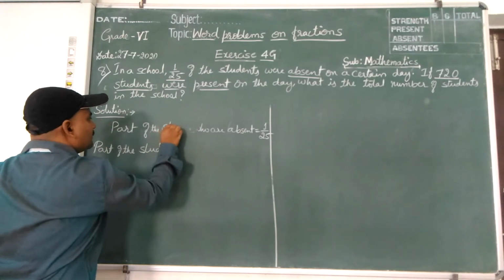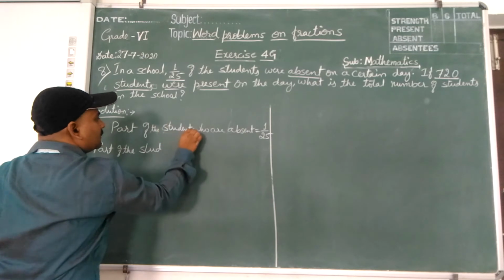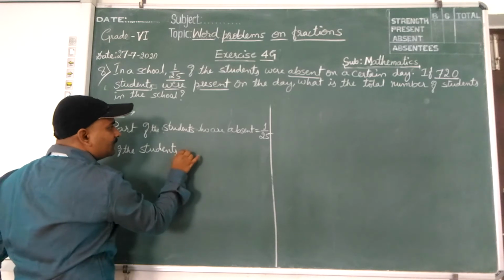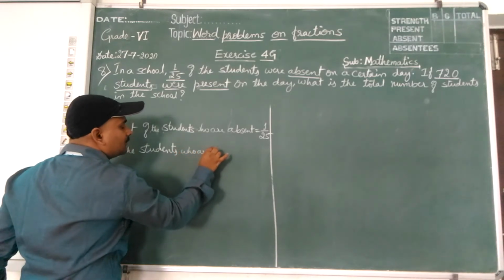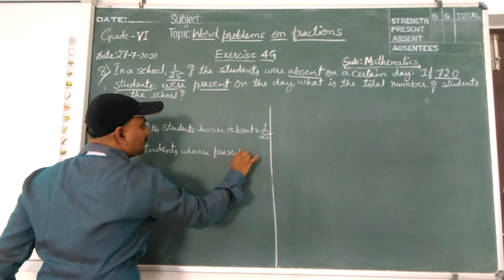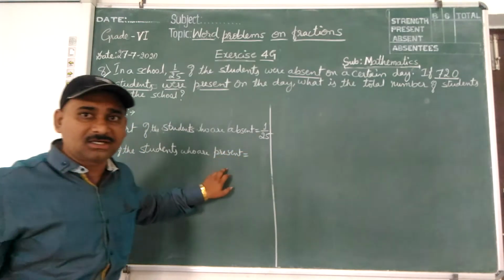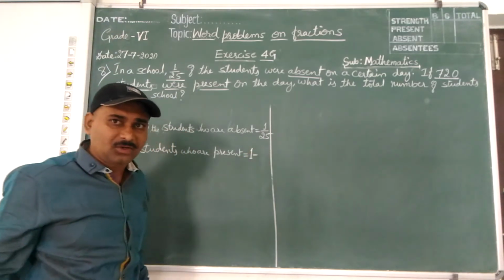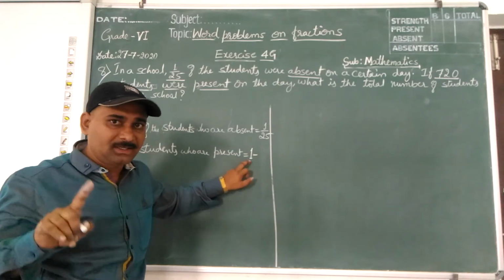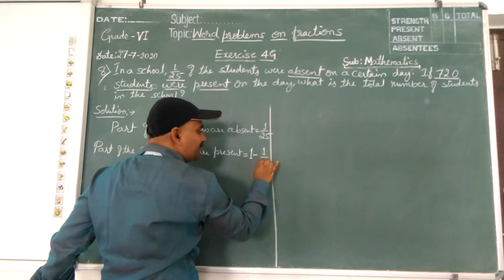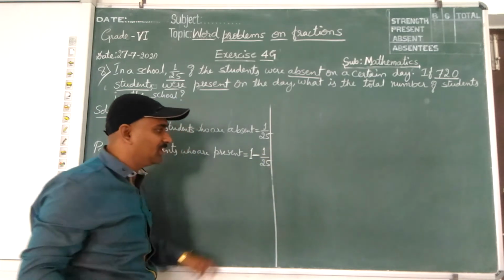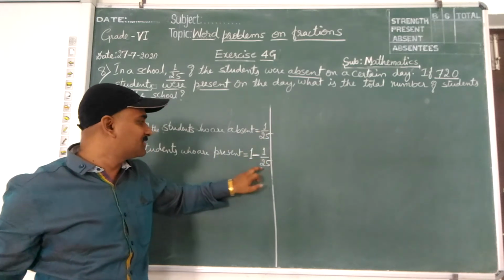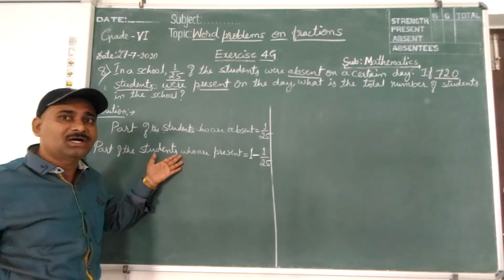So part of the students who are present. How to find out the present strength, children? Whole strength of the school, that is 1, minus how many absent? Whole strength of the school minus how many children are absent, we will get the part of the students who are present.